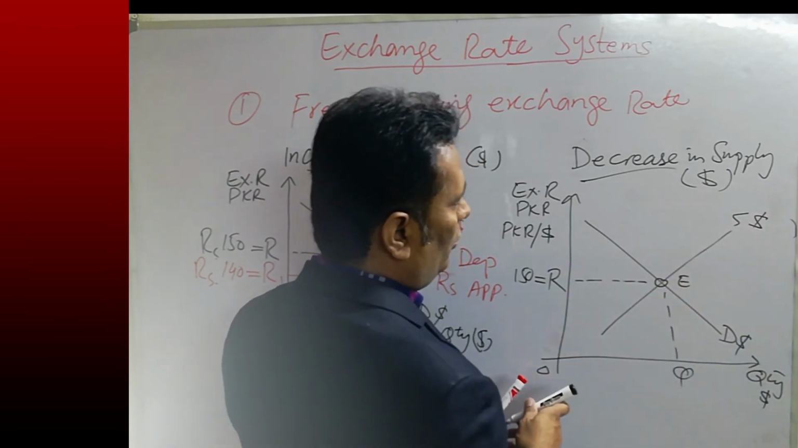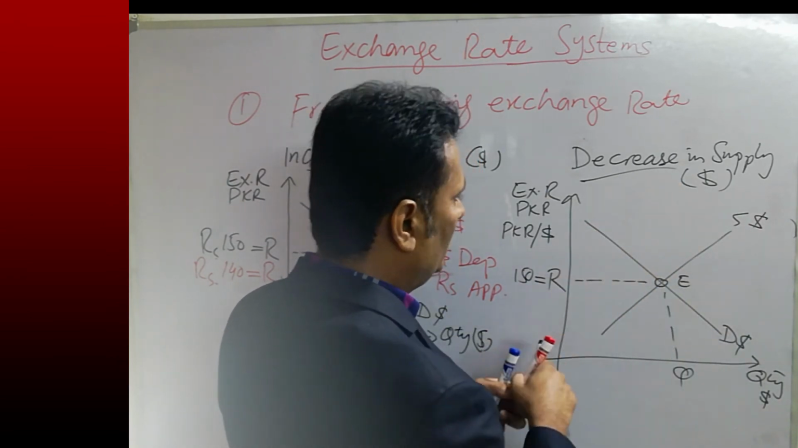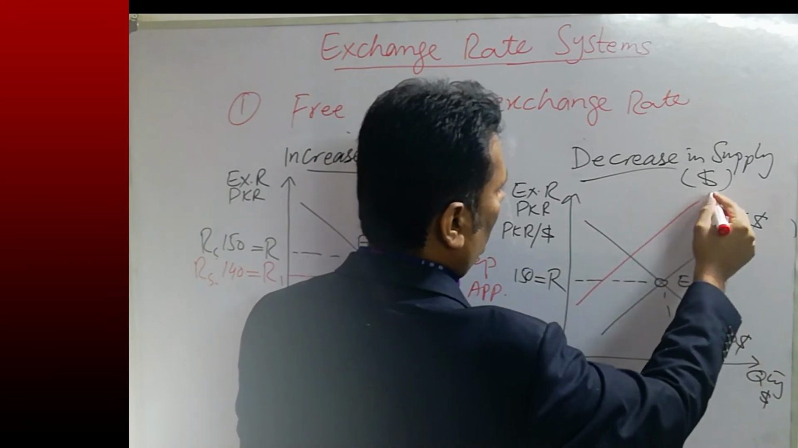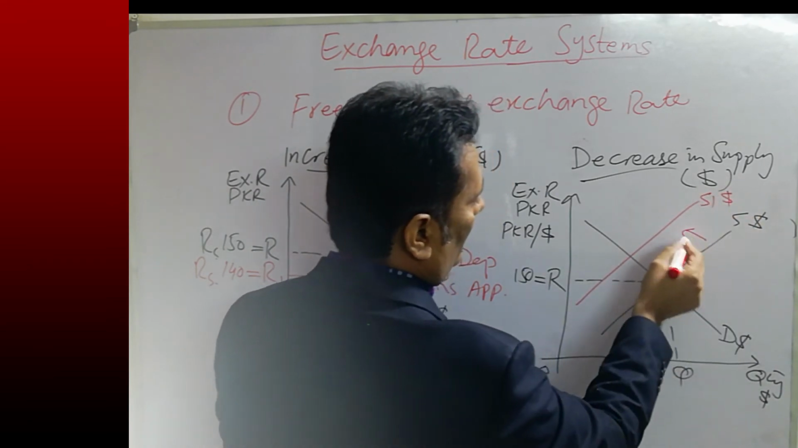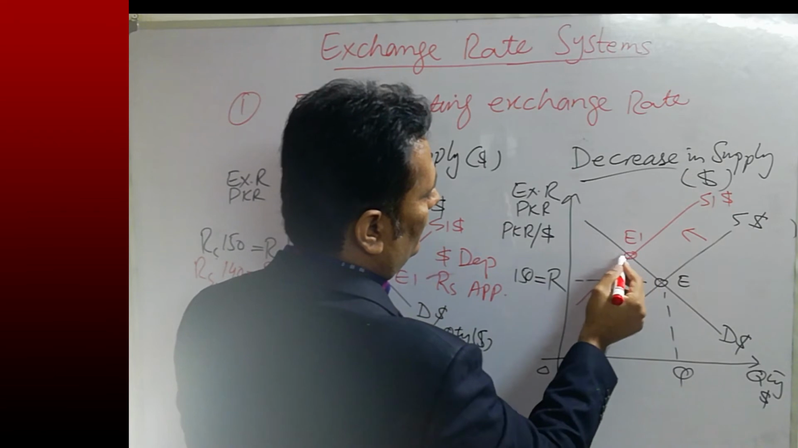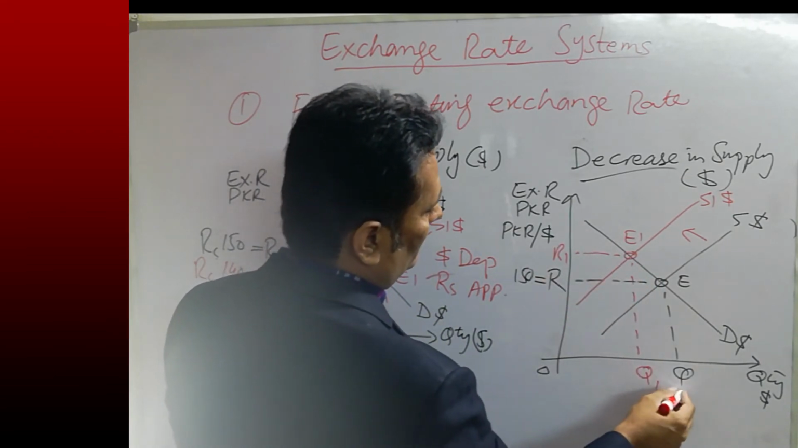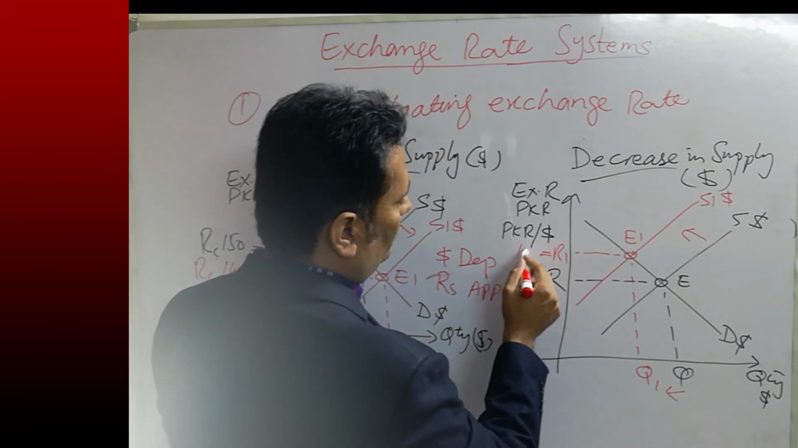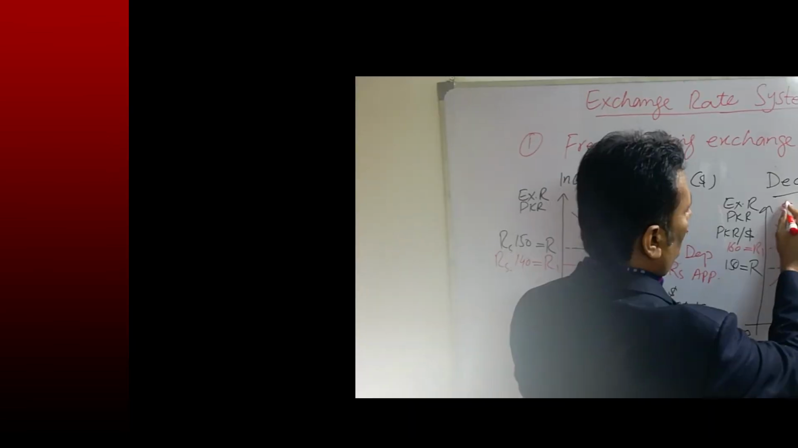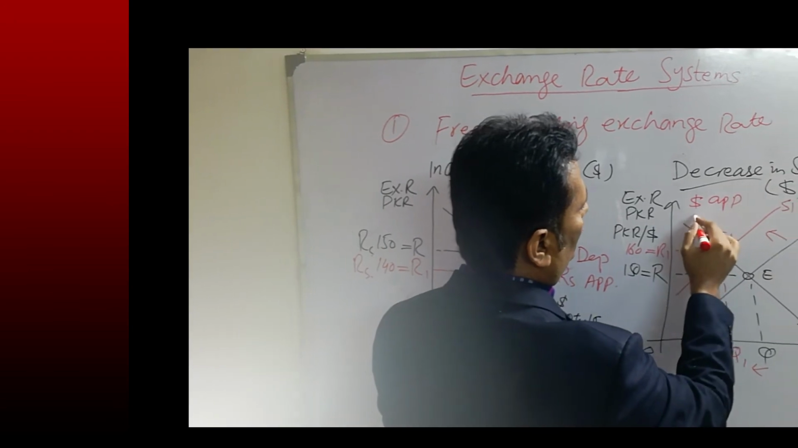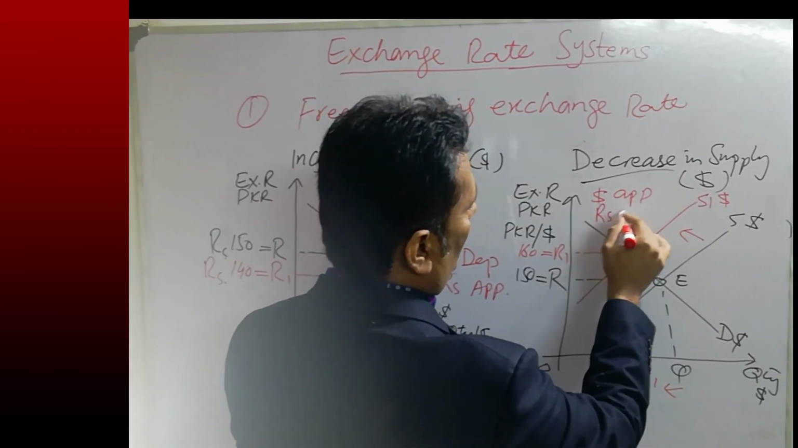Now if there is decrease in supply of dollar, then supply of dollar curve will shift to the left to S1 and new equilibrium will take place at E1. Now exchange rate of dollar in terms of Pak rupees will rise, and now it is, let's say, 160 rupees. So in this situation dollar has appreciated but Pak rupees has depreciated.